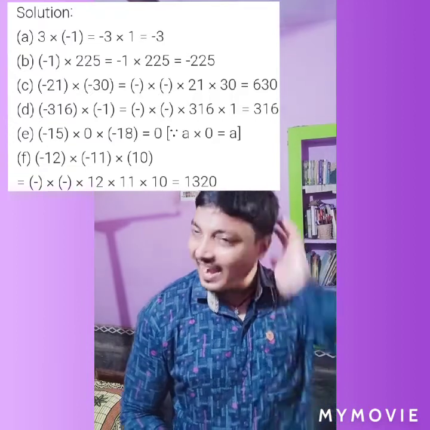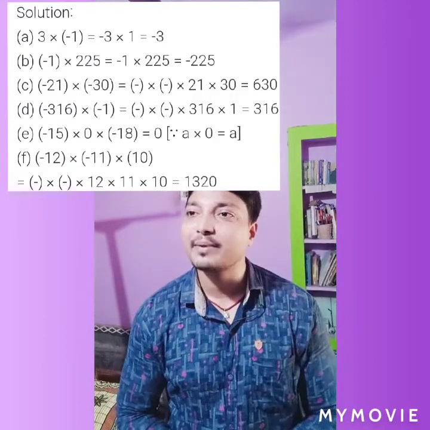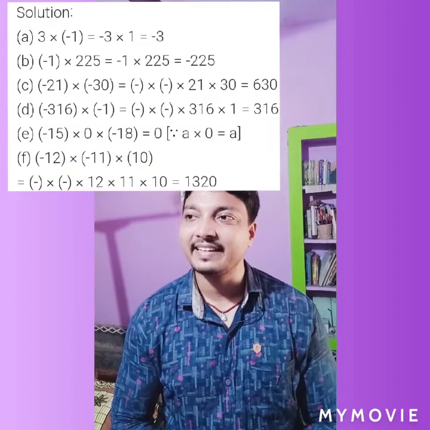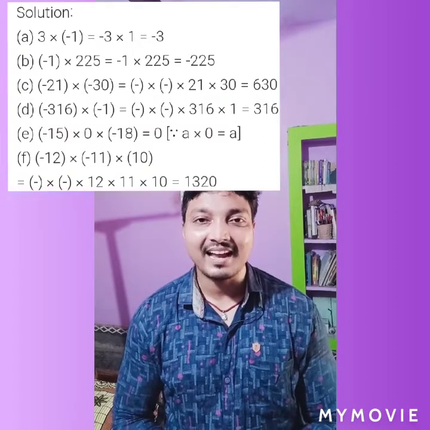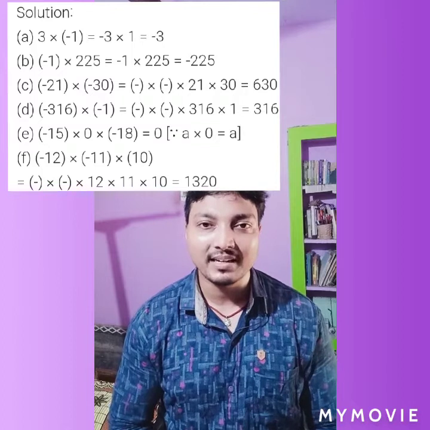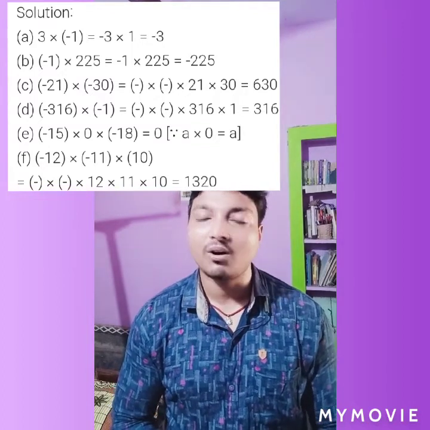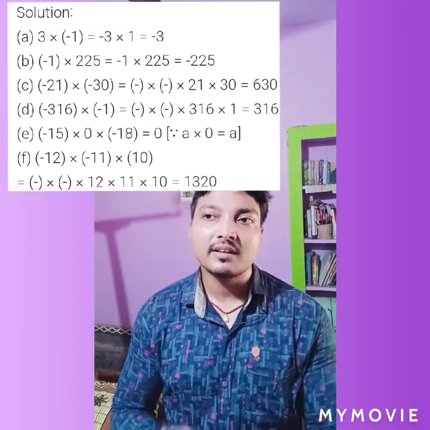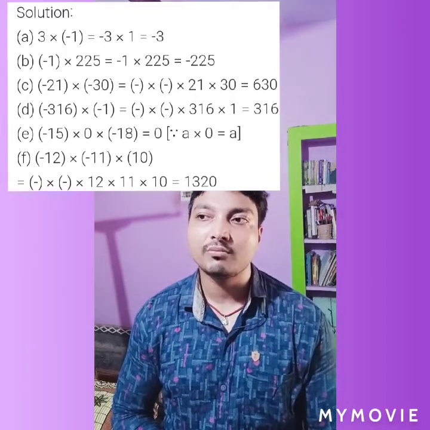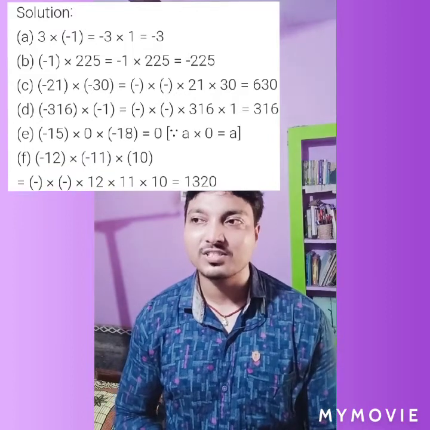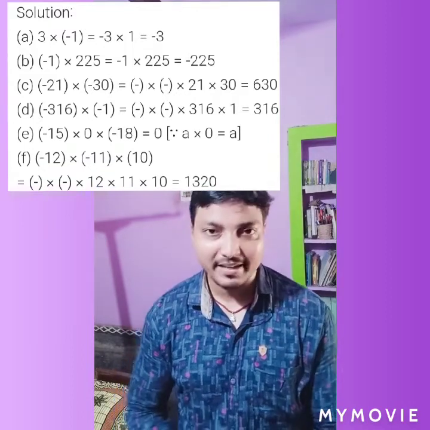Okay. And the next question, number E, is given: minus 15 into 0 into minus 18 is equal to how much? I have already told you one multiplicative property of 0: when 0 is multiplied with any number, the product is always 0. So here it is minus 15 into 0 into minus 18. As the 0 is within them, 100% the product is 0. In this way you may remember.